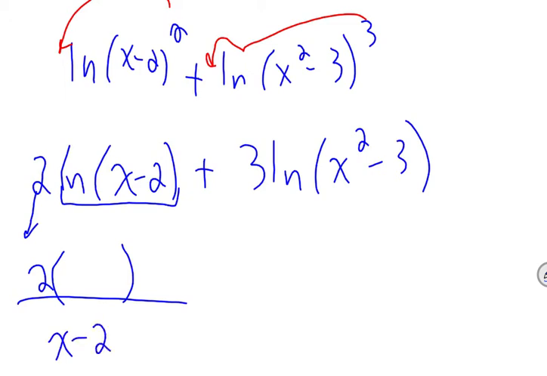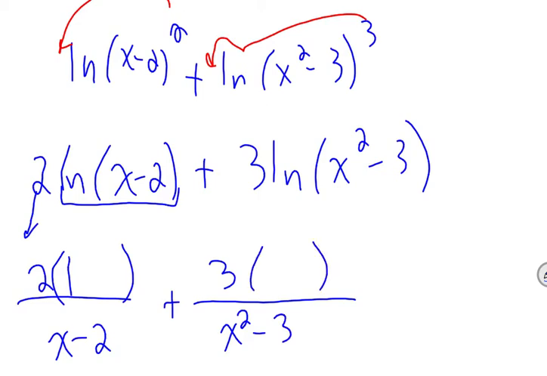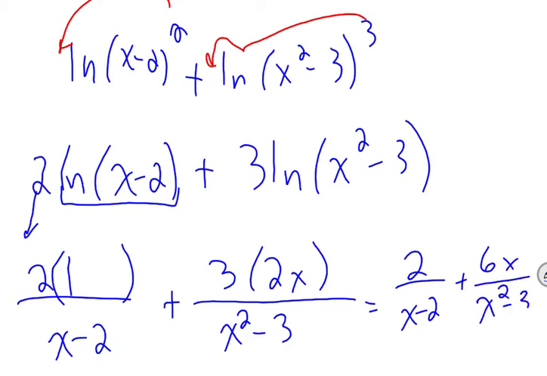That doesn't change at all. What goes in the parentheses on the top then? One, right? It's just the derivative of x minus 2 is just 1. Okay? Plus 3. Denominator is x squared minus 3, and the numerator is? We got the 3 out front. Derivative of the inside is 2x. So 2 over x minus 2 plus 6x over x squared minus 3.